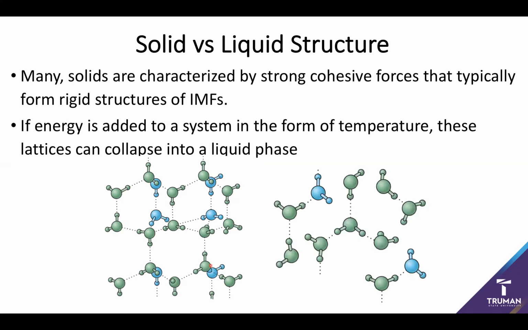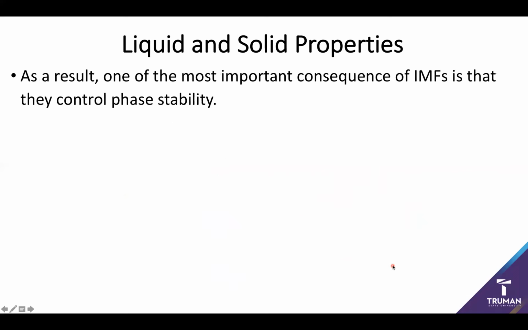But what ends up happening is if I add a little bit of energy to the system, well, then these molecules will start rotating around and moving about. And then this lattice starts to break down and it becomes liquid. And that's really one of the big things we're looking at with the importance of cohesive forces, is how rigid the structure is and how likely it will make an ever-moving mass. And so to a certain extent, what we're looking at is the resistance of those forces to the movement of temperature. And so as a result, one of the biggest things that we're looking at IMFs for is phase stability.